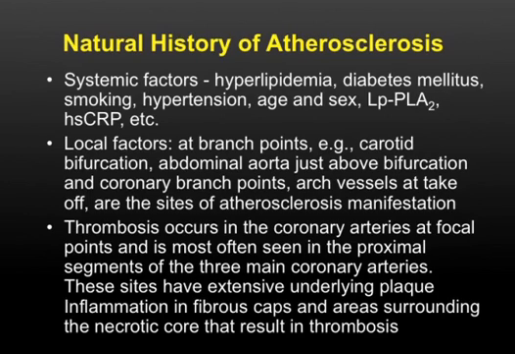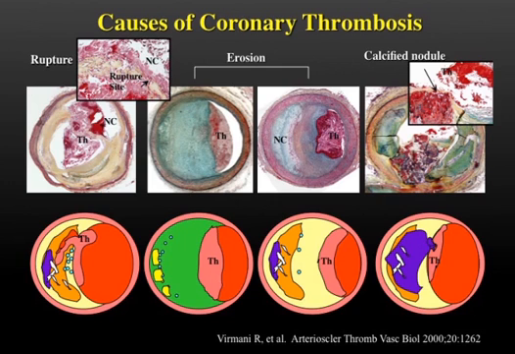And thrombosis in the coronary arteries occurs at focal points. They don't occur diffusely, and is most often located in the proximal portions of the three main coronary arteries. And these sites have extensive underlying plaque inflammation in the fibrous cap and areas surrounding the necrotic core, and I'll address some of these, how they lead to stent thrombosis.